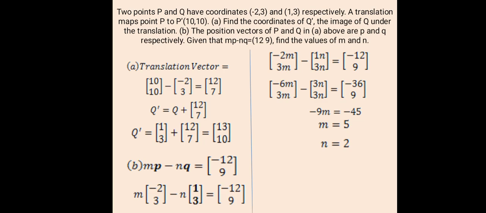B. The position vectors of P and Q in A above are p and q respectively. Given that mp minus nq is equal to (12, 9), find the values of m and n.